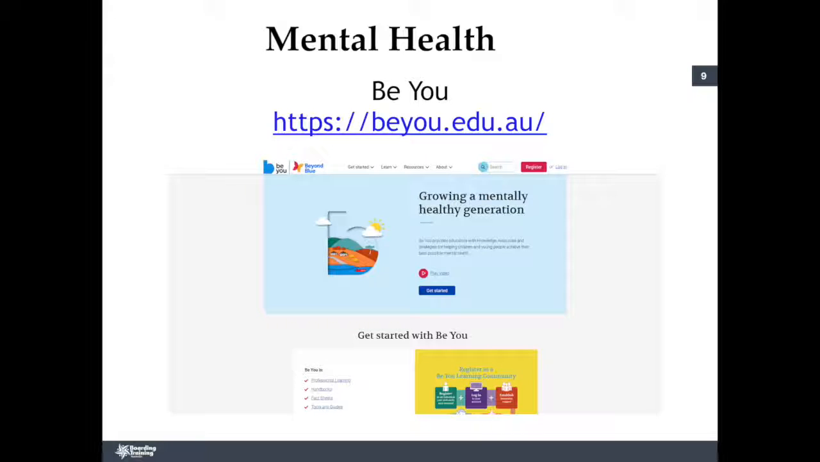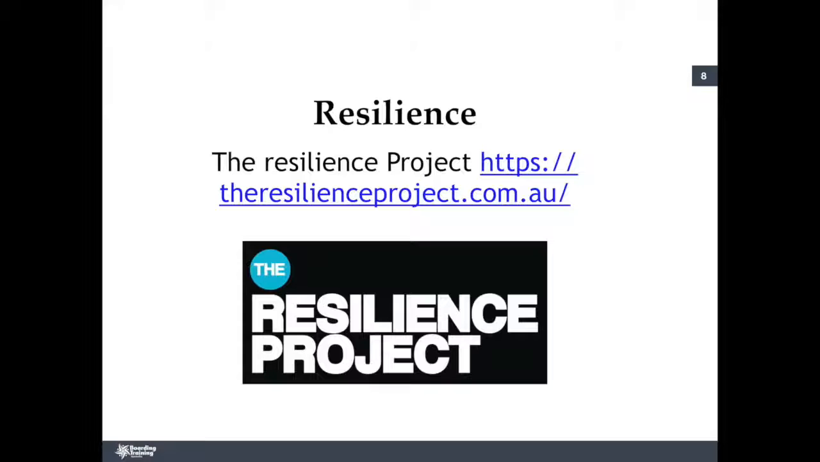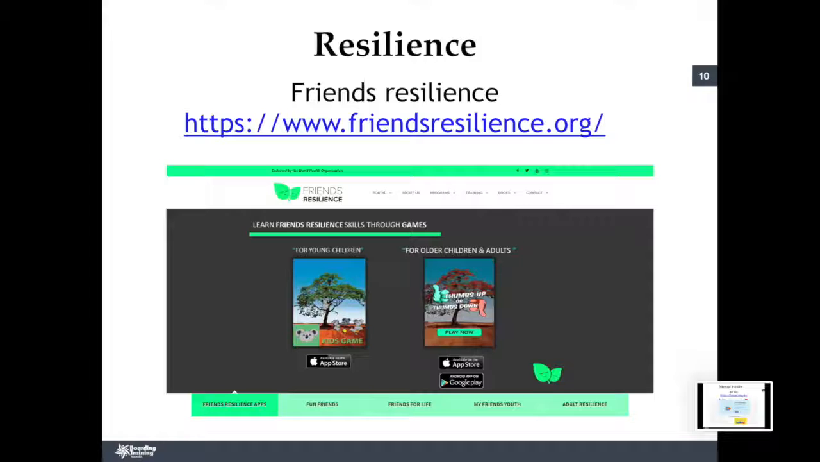So you have a choice. You can develop and implement your own programs, or you may identify a program delivered by another organisation, and this organisation would come to your boarding residence and deliver the program, or you may take students to their location to be a part of this program. And you've got things like the mental health programs from BU or Beyond Blue, resilience programs from the Resilience Project, and more resilience programs from Friends Resilience.